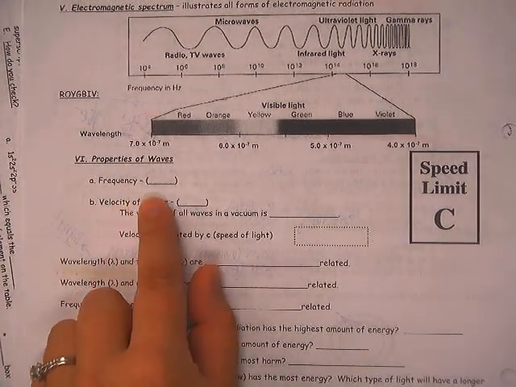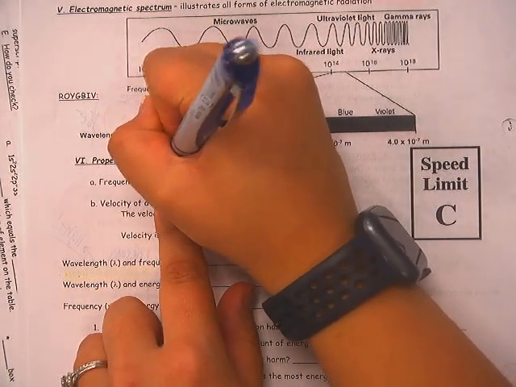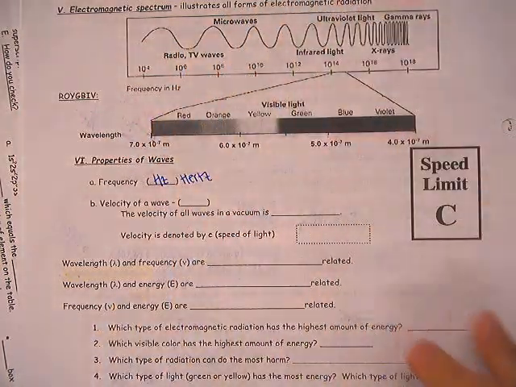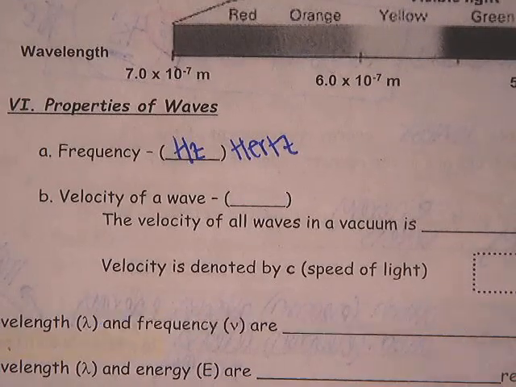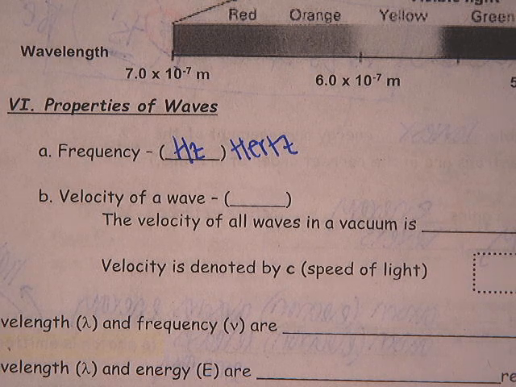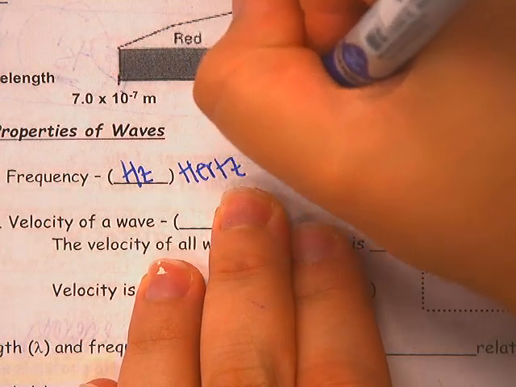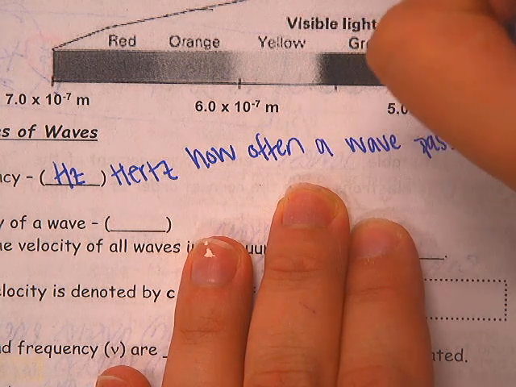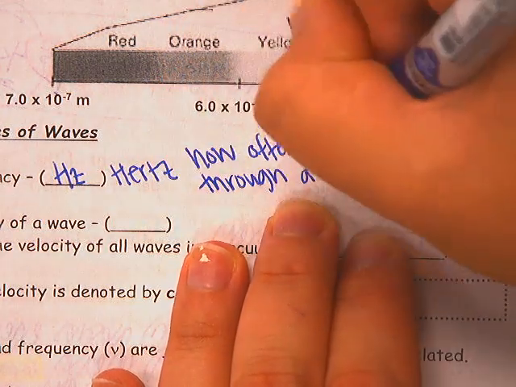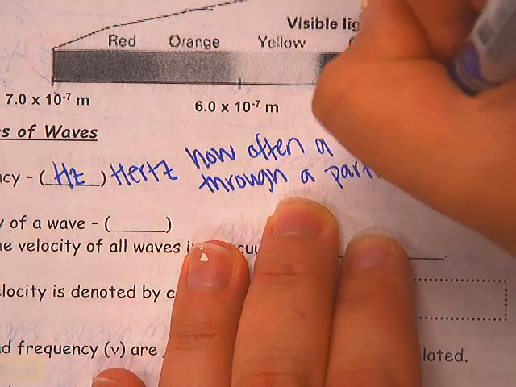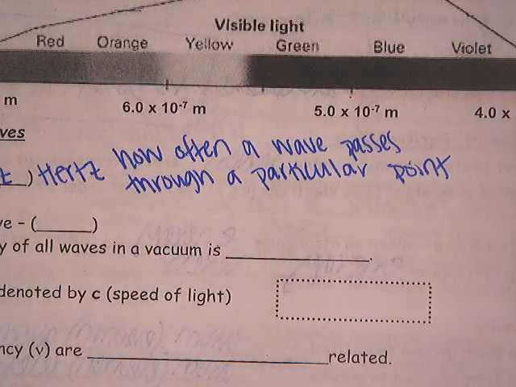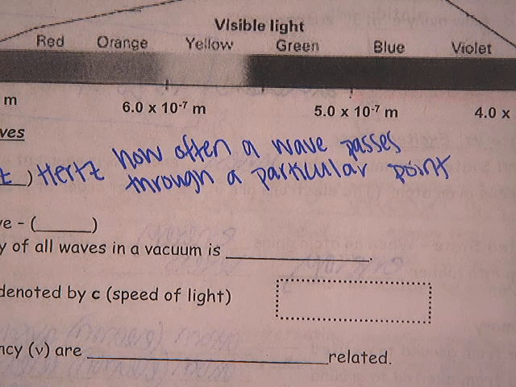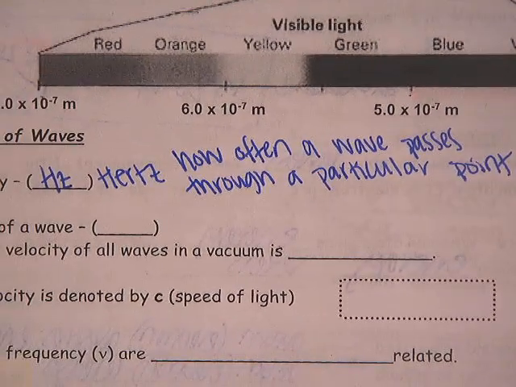So the frequency, we measure that in hertz. So I'm going to abbreviate that as HZ, or you can put HERTZ. We'll kind of break down the properties and then go back and talk about the actual spectrum itself. The frequency is how often a wave passes through a particular point on a spectrum. So how often, or how many times, a wave passes through a particular point. So it's how frequently that wave is going through a spot. And we measure it in hertz.